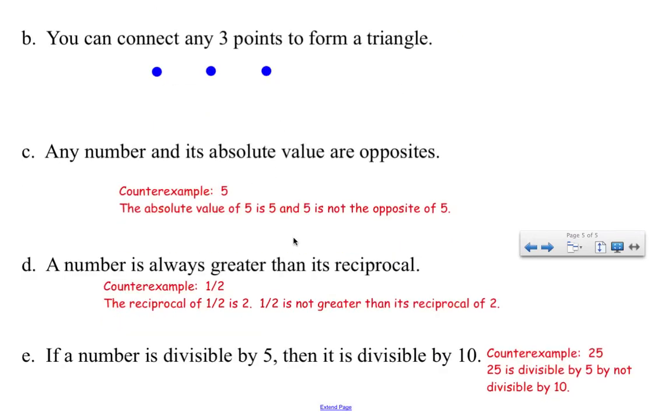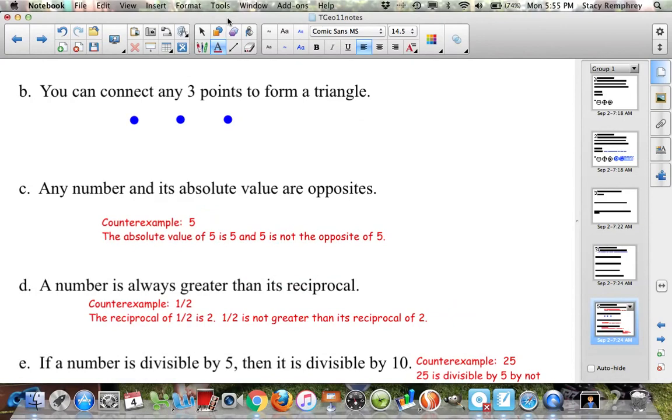Any number and its absolute value are opposites. What about the number 5? The absolute value of 5 is 5, and 5 are not opposites. A number is always greater than its reciprocal. Okay, well, what if I take the number 1/2? Well, the reciprocal of 1/2 is 2. 1/2 is not greater than its reciprocal of 2. And 25 was my counterexample for letter E. So you may have gotten different ones, and that's fine, but at least you have seen my examples as well. Some of these have several examples, a whole lot of examples. So that takes us through 1-1, and then we're going to go to 1-3.